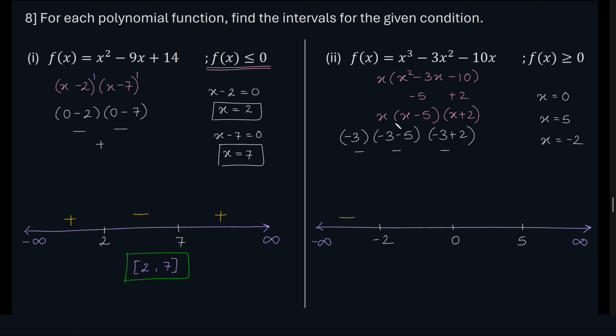Now here, 0, -2, and 5 all have multiplicity of 1, so all are odd. That means we will keep changing signs. So here we get a positive, then a negative, and then positive again. Now we want the function to be either 0 or greater than 0. That means positive. So here, the answer will be from -2 to 0, and from 5 to positive infinity.